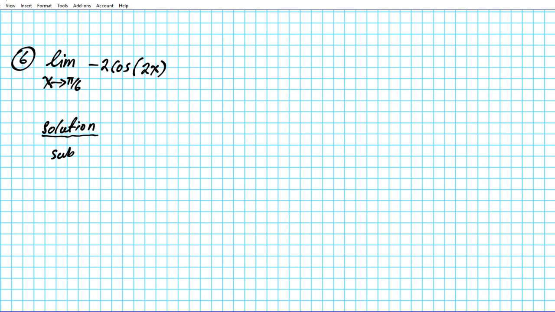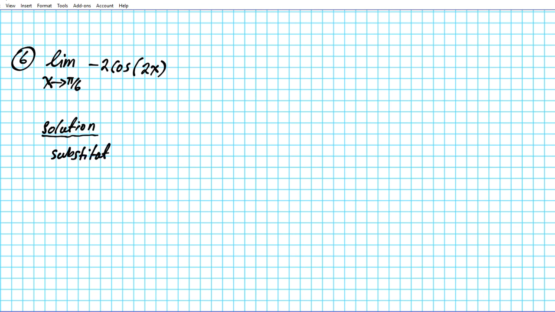Alright, let's go ahead and try another trig example. Number 6. Let's say you want to find the limit as x approaches pi over 6 of negative 2 cosine 2x. So what kind of limit are we dealing with here? This is a finite limit since x is not approaching plus or minus infinity. We're asked to use an algebraic method. We're going to go ahead and use Sally here.